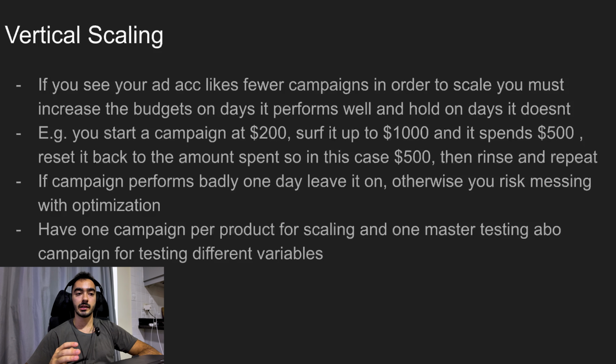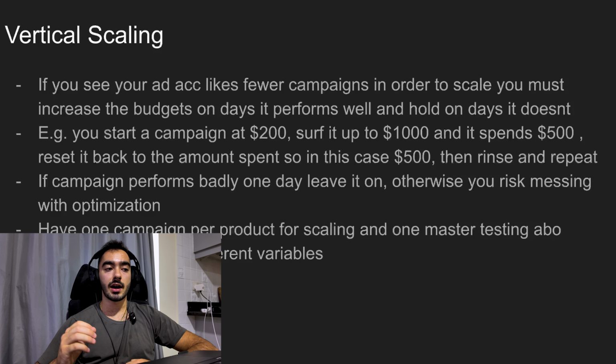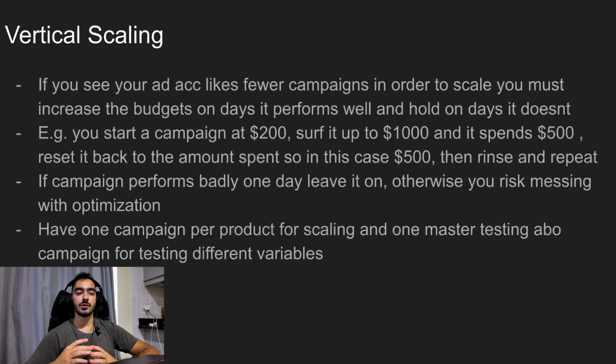And if it performs badly 1 day, 2 days, I leave it 3 days. If it does badly, leave it on, otherwise you risk messing with the optimization and losing your place in the bidding algorithm. Ideally, you want to have 1 campaign per product for scaling and 1 master testing ABO campaign for testing different variables. I like to do 1 to 5 campaigns for scaling. So again, it does depend on your ad account, but this is more so for vertical scaling.